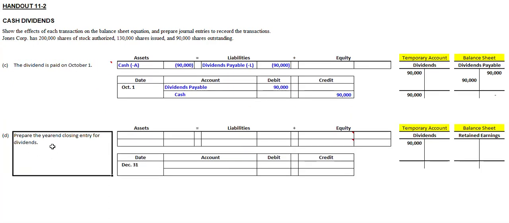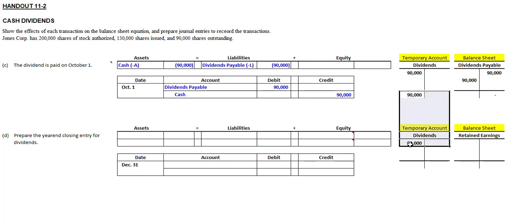Let's go ahead and prepare our closing entry at year end. So at year end, we have that $90,000 debit balance in dividends. And again, at year end, we need to close that out. Dividends is a temporary account. So if you've got a $90,000 debit balance in dividends, we need to zero it out. So we will credit dividends for $90,000. Of course, we need to debit something else. And that something else will be a debit to retained earnings. And that makes sense because as we pay dividends, we reduce stockholders' equity. We are paying out earnings.